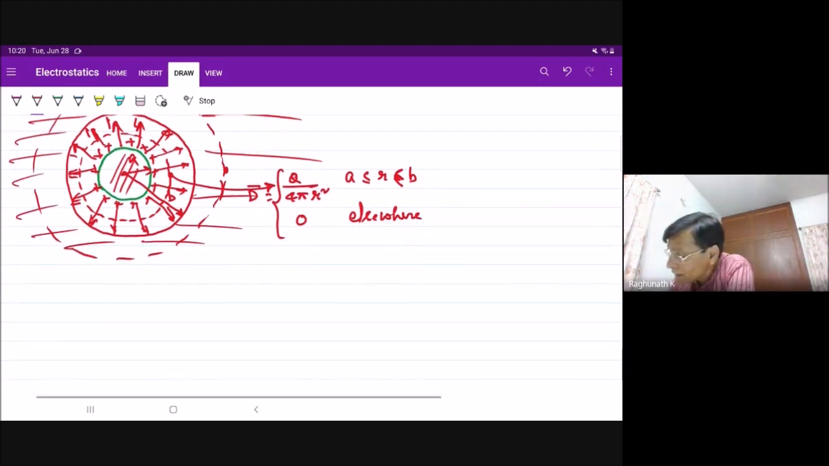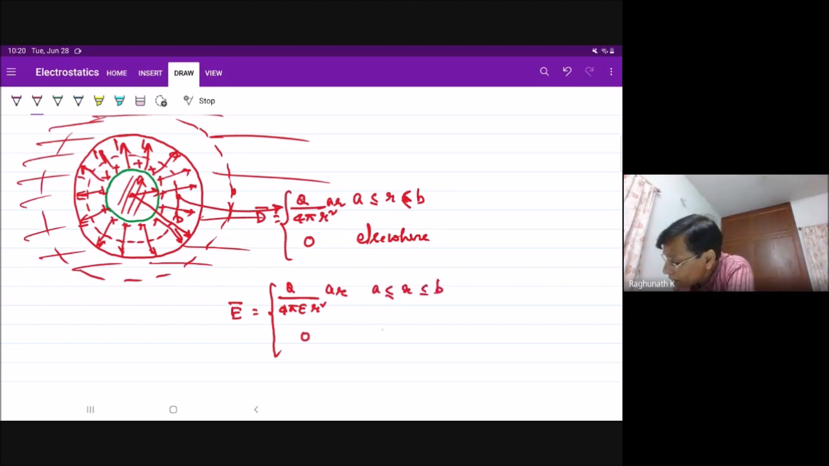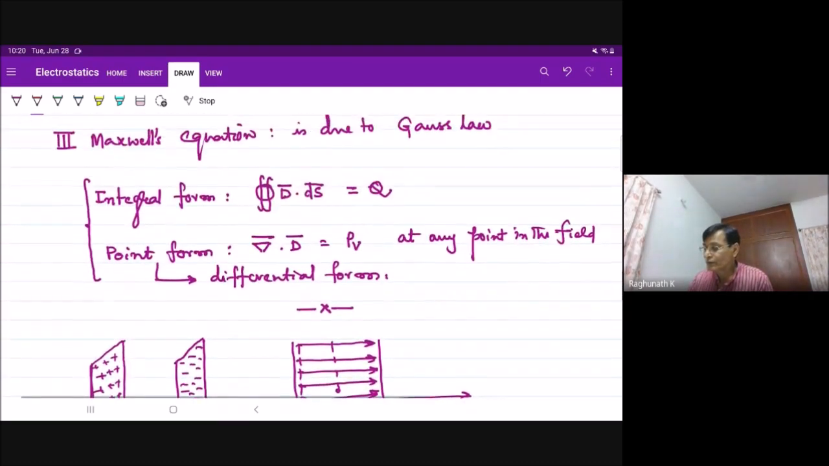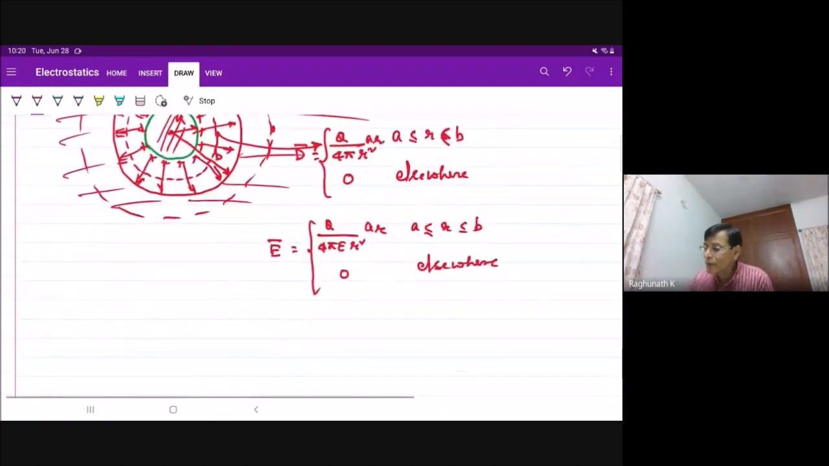And the electric field intensity E bar is equal to Q by 4 pi epsilon r squared a R for a less than or equal to r less than or equal to b, 0 elsewhere. Wherever D is there, E will be there. Please check it. You are supposed to remember all these things properly.